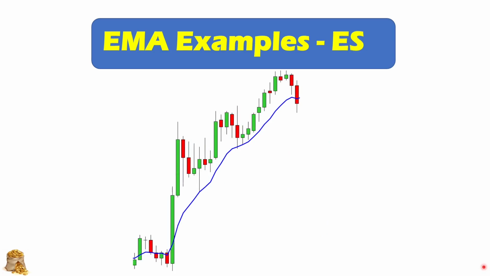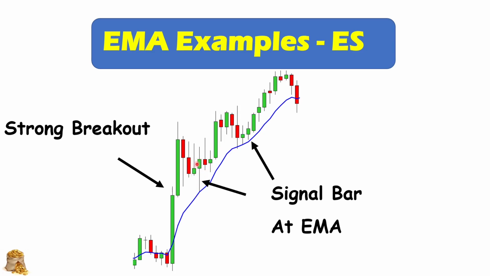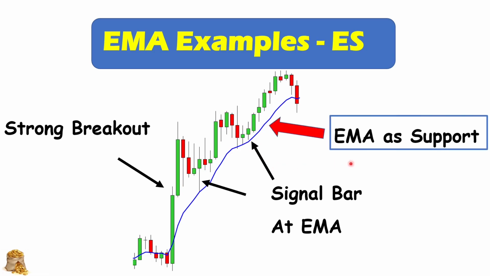Now let's have a look at the third example, which is the ES, E-mini S&P 500 futures. Again, we have a strong breakout here, and then we're waiting for the pullback to trade upward. And you can see the market goes down here to touch the EMA, and then this bar can serve as a very good signal bar. And at the same time, for the second pullback, these 2 bull bars can serve as the signal bar as well. And then this time, the EMA acts as the support.